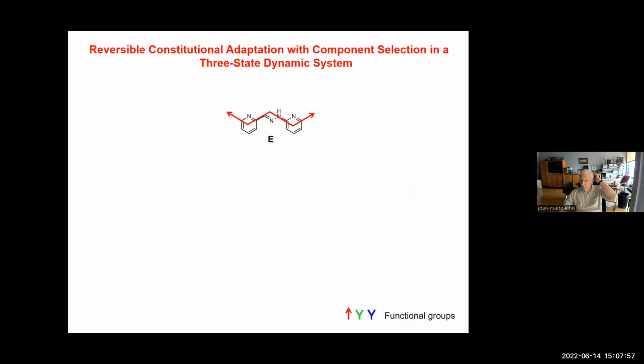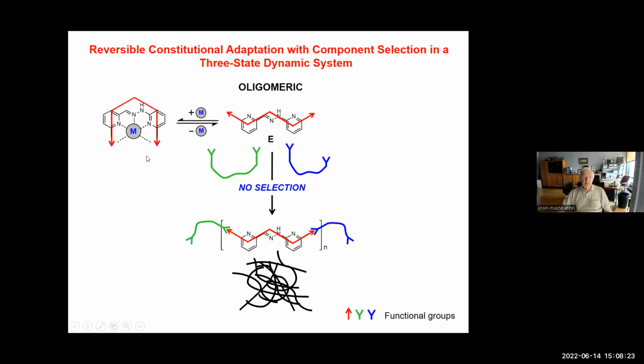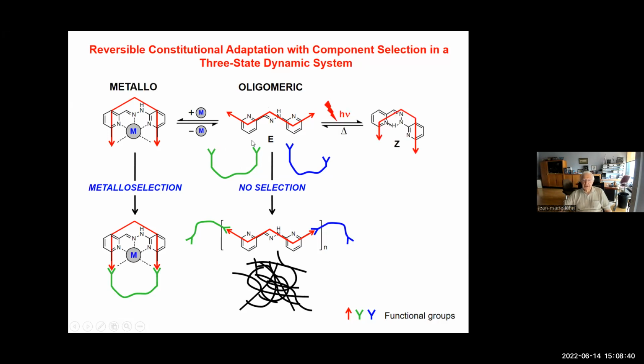Now, we have also studied different systems where you have adaptation in different types of dynamic systems. Let me just be a little bit quicker here. If you have this unit here, this has aldehydes in these positions. These are functional groups here, aldehydes. They can condense with diamines, and then you get an oligomeric polymer with no selection. If you treat it with a metal ion, you can transform this W unit to a U unit, and now you can have a more selective combination with one of the diamines. That's metalloselection. And if you shine light on it, you can change the configuration of this imine bond, and then you have a switch, you have a new shape, and now this leads to photoselection.